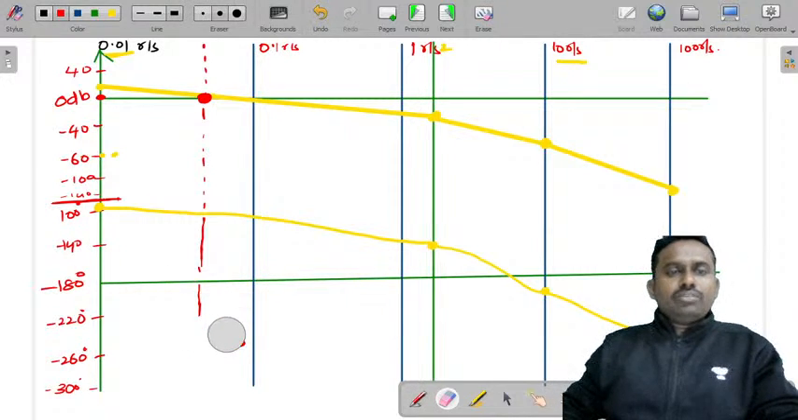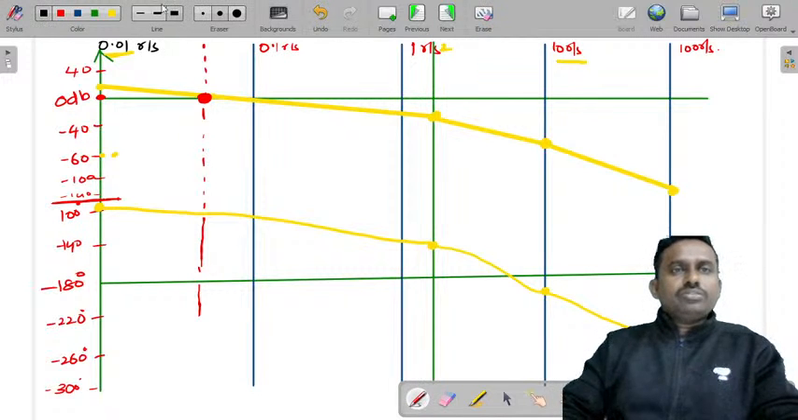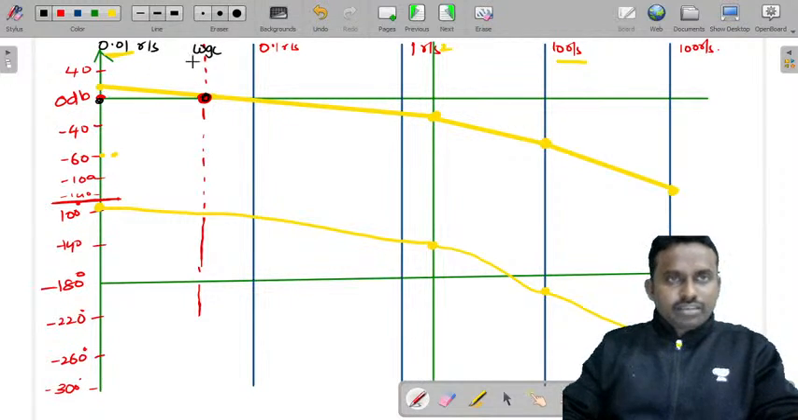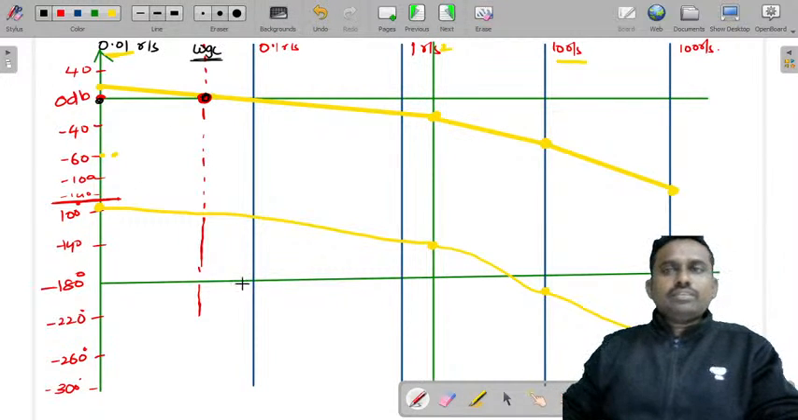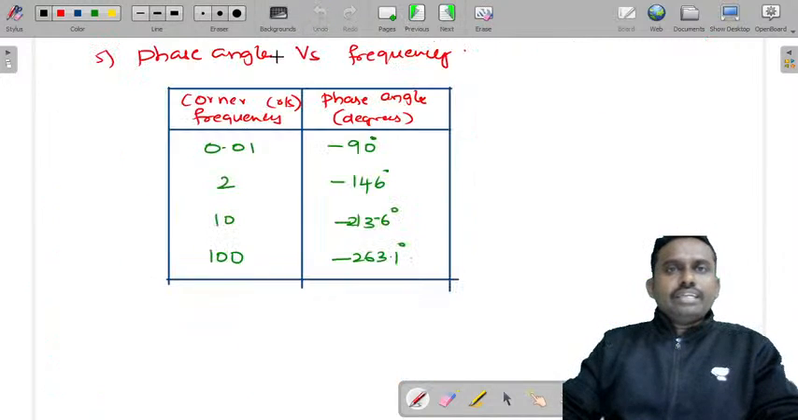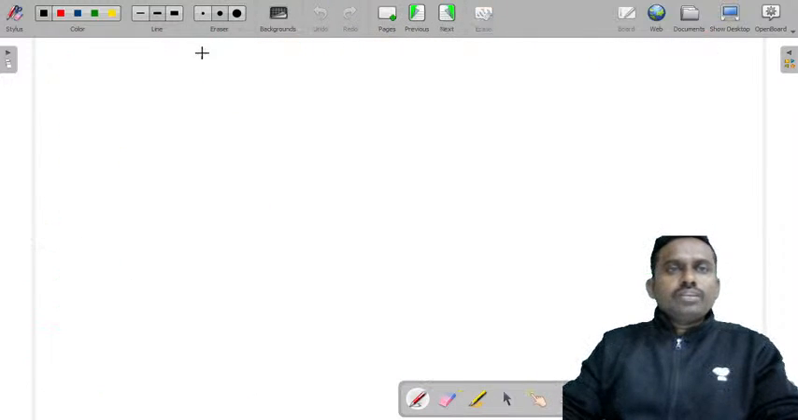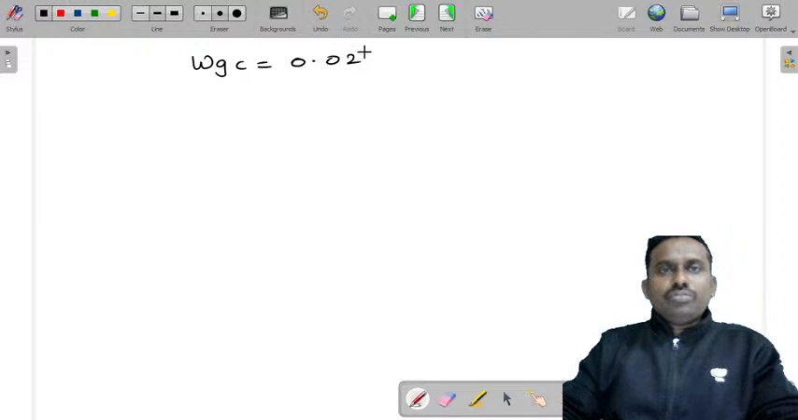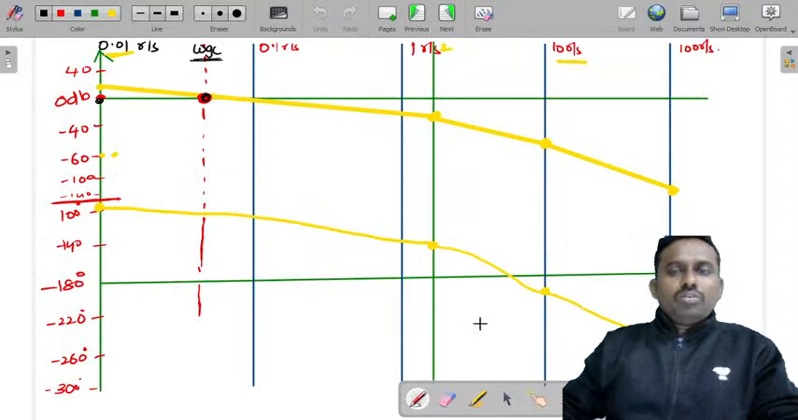So this is the gain crossover frequency. What is that gain crossover frequency? This is omega gc, the frequency at which the magnitude plot will intersect the 0 dB line, right? Let us take this as 0. I'll write here, gain crossover frequency is 0.04 radian per second.